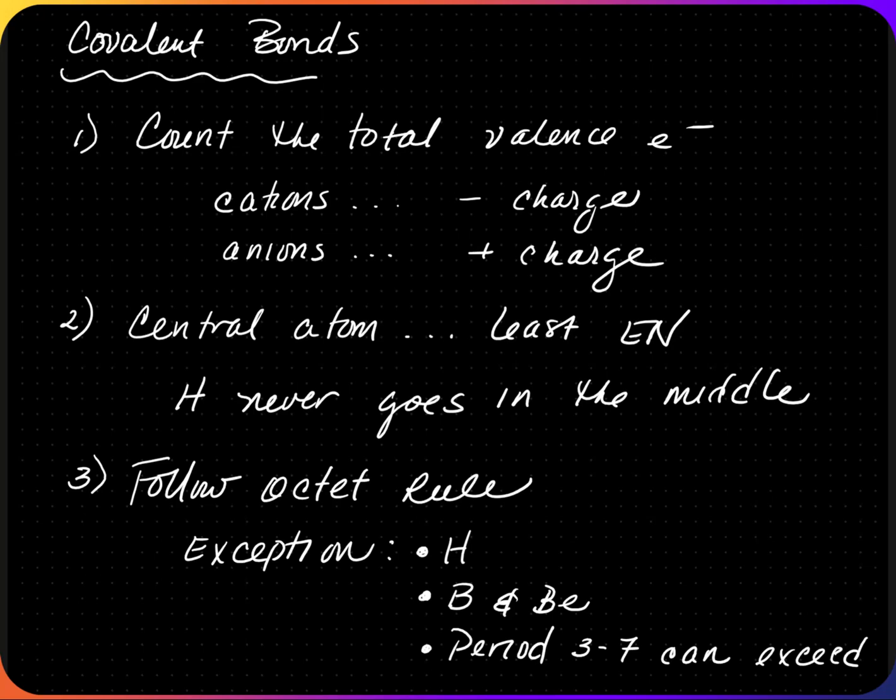Step 2, the central atom is the least electronegative. Hydrogen will never be in the middle because it can only make one bond. Hydrogen is located in the first energy level, and the first energy level has only one orbital, which is the s, which can have a maximum of 2 electrons.